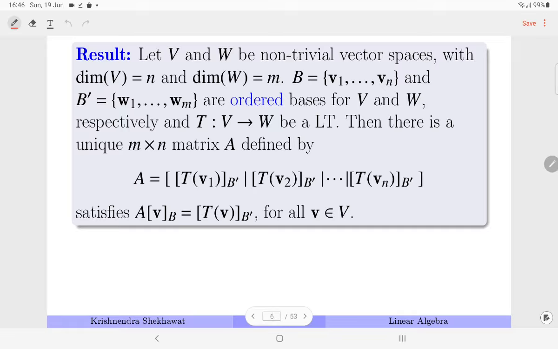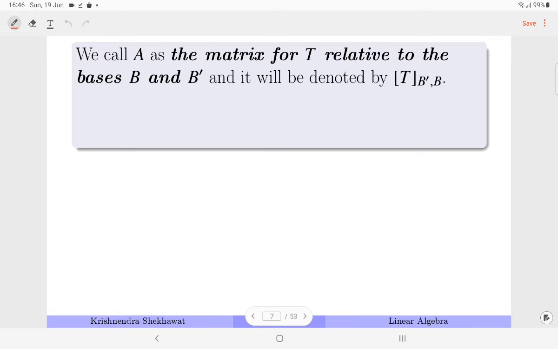And T is a linear transformation, then a matrix A, which is denoted as [T(V1) B dash, T(V2) B dash, and so on]. So T of V1 with respect to B dash represents the first column of matrix A. Then there exists a unique matrix satisfying this condition: the coordinates of T of V with respect to B dash is equal to A times the coordinates of V with respect to B. And this matrix A is known as the matrix for T relative to bases B and B dash, and this is how it is denoted.